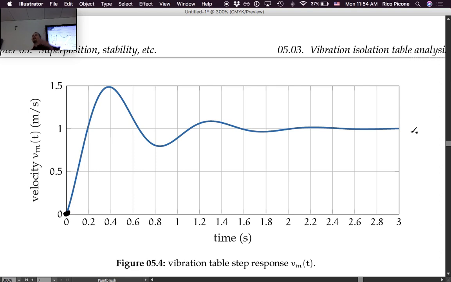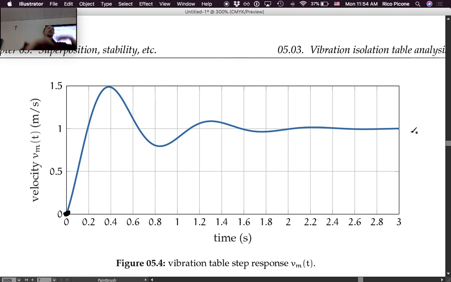If you have this system, it's always good to check this. You have a system where you suddenly input 1 meter per second to this side, the lower side. The upper side is going to go up, and it's got some spring to it. It's going to oscillate, but then it's eventually going to die down and move with the input velocity.